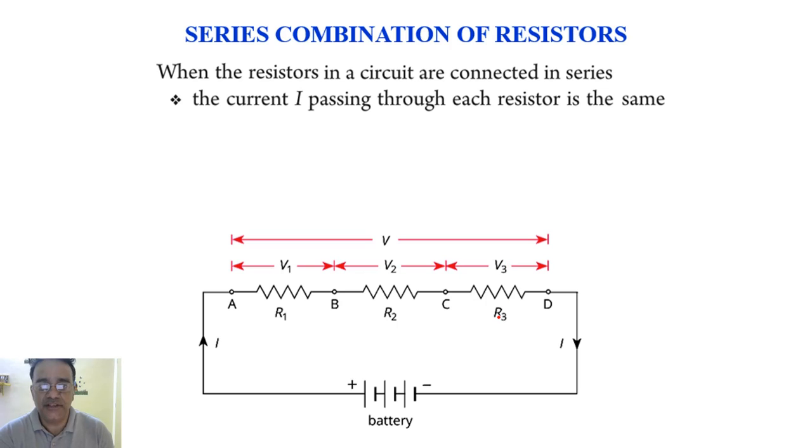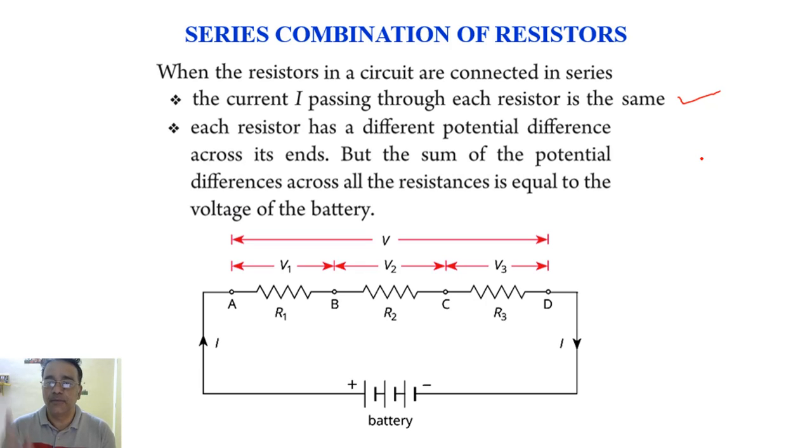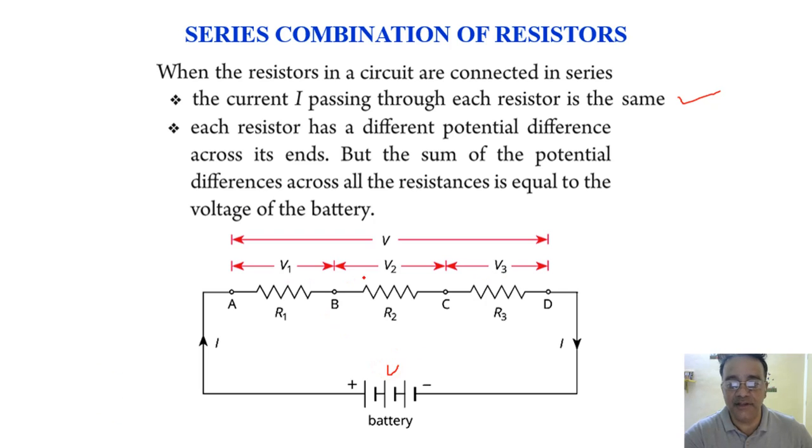So first point, current passing through each resistor is same. The second, each resistor has a different potential difference across its ends, but the sum of all the potential differences, that is V1, V2, V3, will be equal to the voltage of the battery connected. So the battery V we have connected here, so V1 plus V2 plus V3 is equal to V.